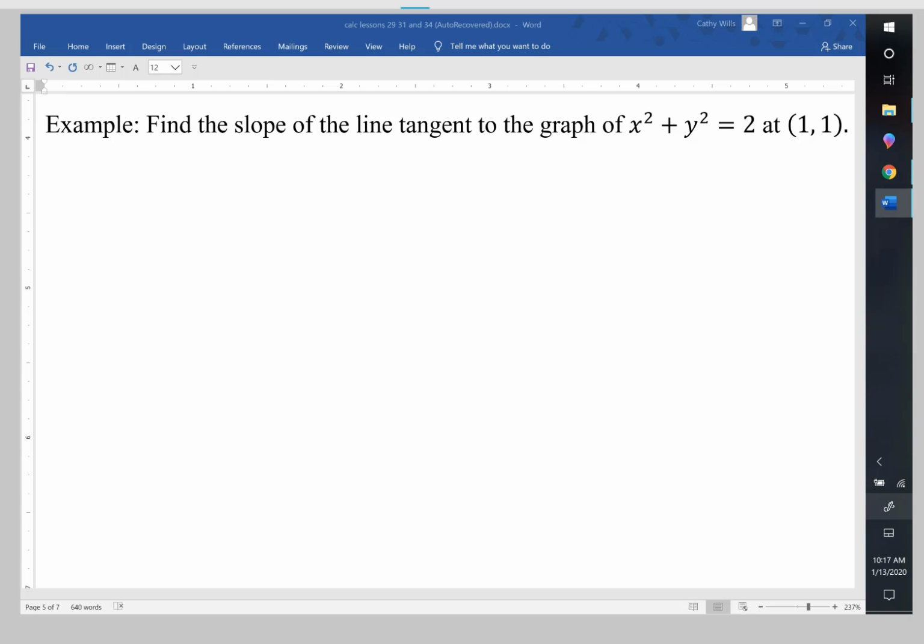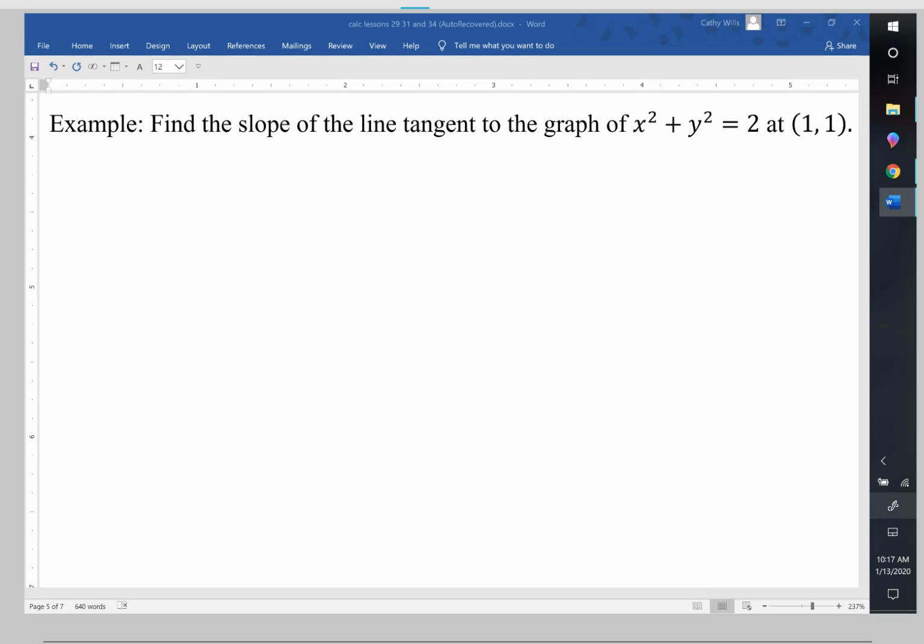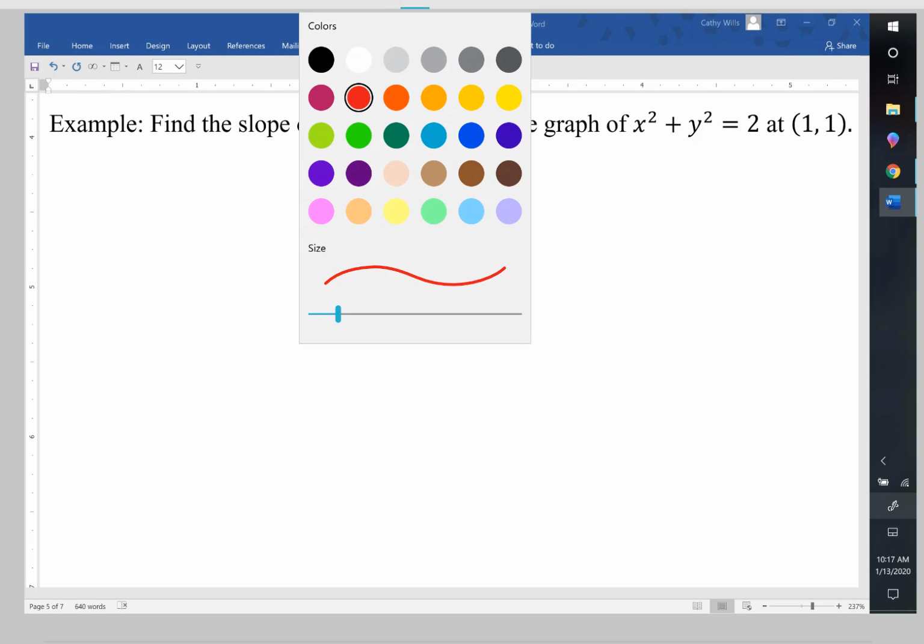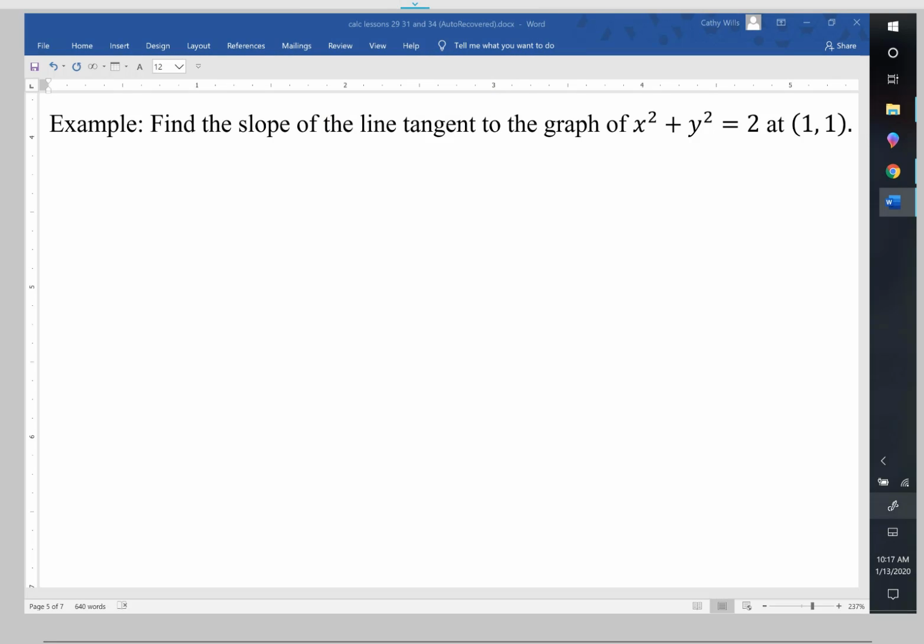Okay, so on this one, we are going to find the slope of the tangent line to this graph, which is a circle, x squared plus y squared equals 2. And we're going to find the slope of the line tangent to the graph at the point (1, 1). All right, so this is just finding the derivative. The slope of the line tangent to the graph is the derivative. So that's what we're going to do. We're going to find the derivative.